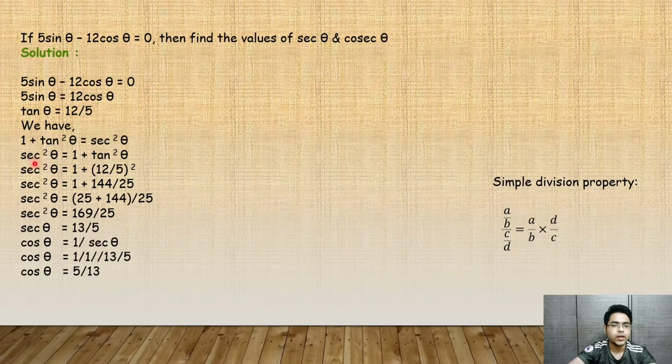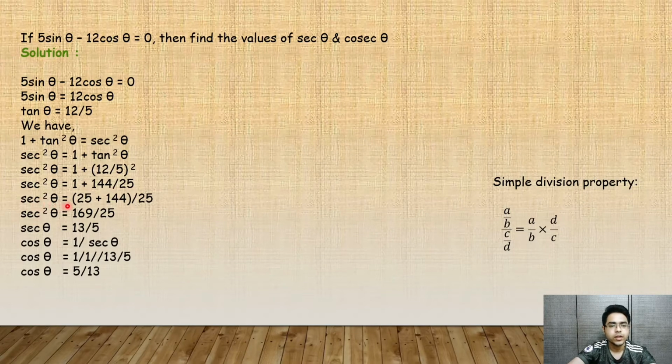So we know the formula that 1 plus tan square theta is equal to sec square theta. So we'll be getting sec square theta is equal to 1 plus tan square theta. Sec square theta will be again equal to 1 plus (12 by 5) square. We have calculated the value of tan theta, simply we are going to square it. Now sec square theta is equal to 1 plus 144 divided by 25.